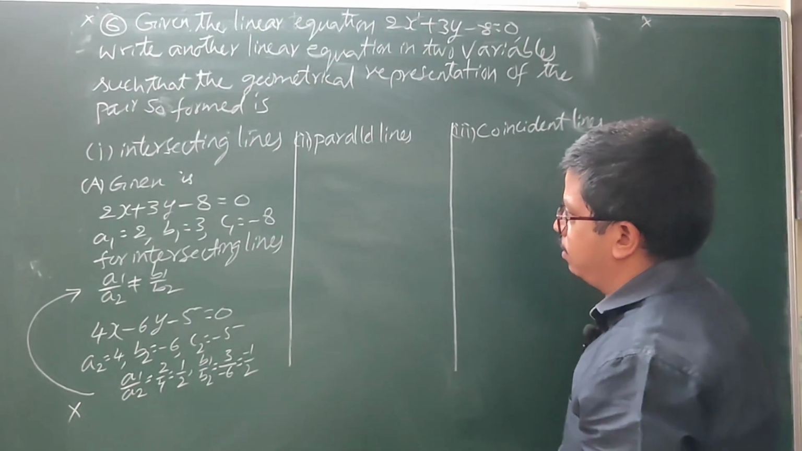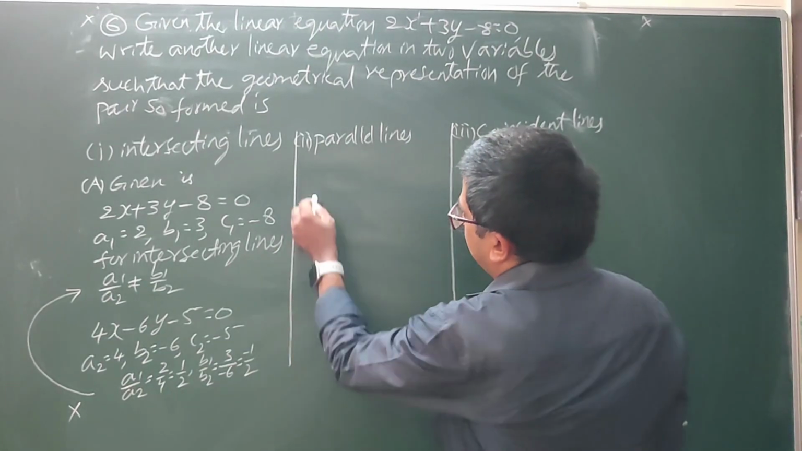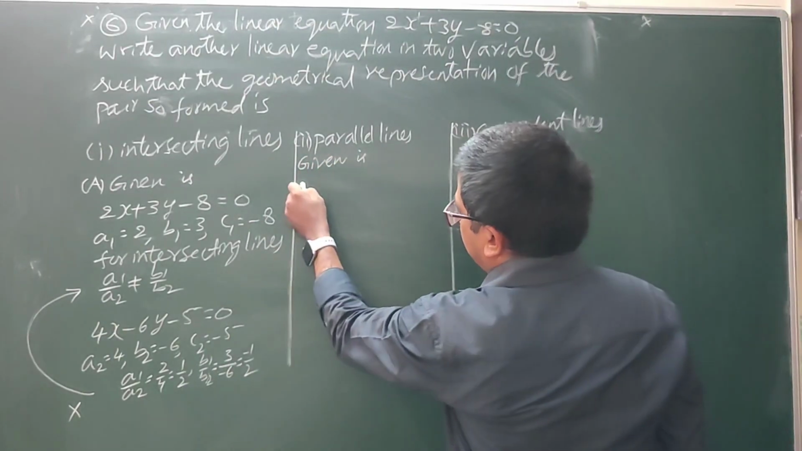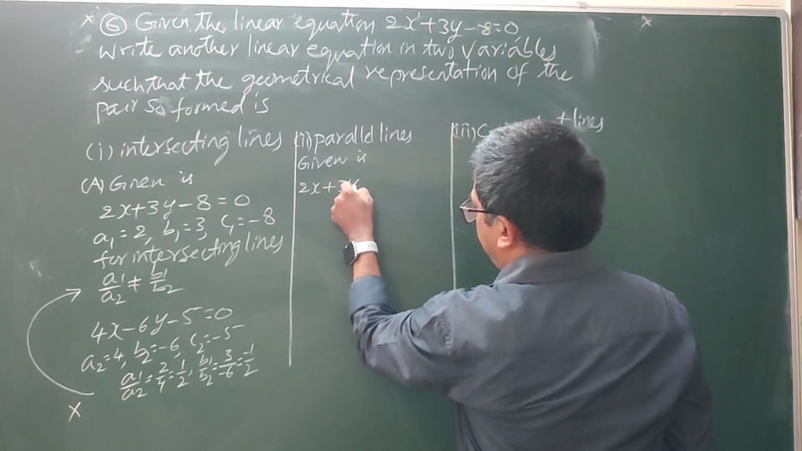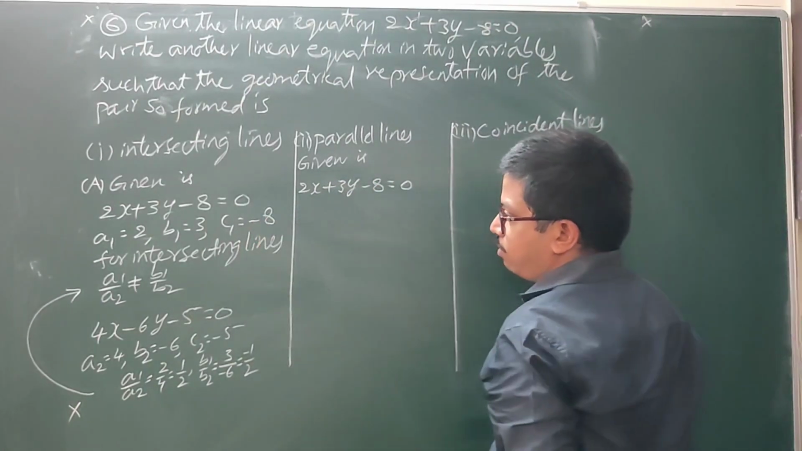Next, parallel lines. So for parallel lines, let me write again, even though it is some process. 2x plus 3y minus 8. In the exam, you need not write time and again. Yes, you can observe here.